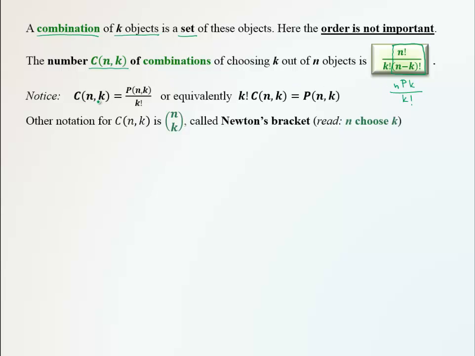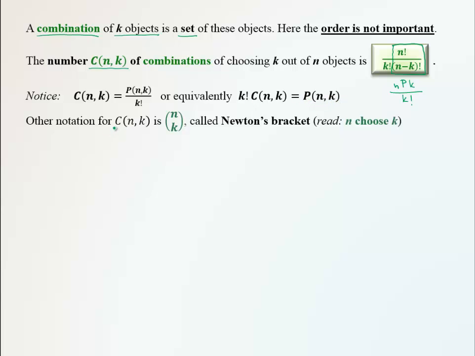So, as we notice, the number of combinations of k elements out of n is the same as the number of permutations of k elements out of n, but divided by k factorial. Since the order is not important, there are fewer combinations than permutations of the same size. This equation can be seen equivalently: if we multiply the combinations by k factorial, we obtain the permutations.